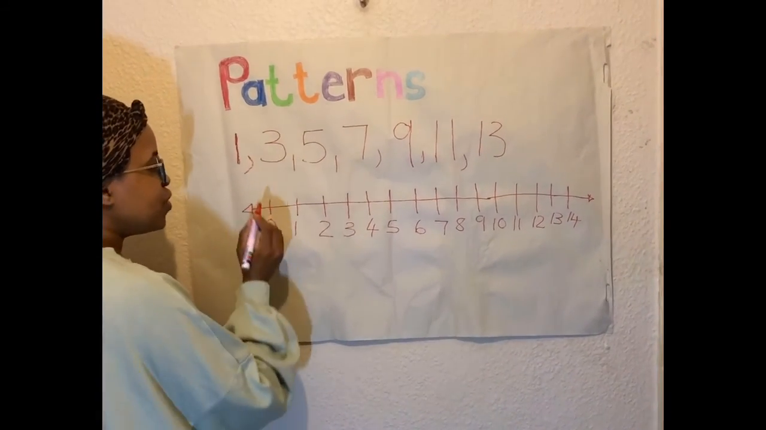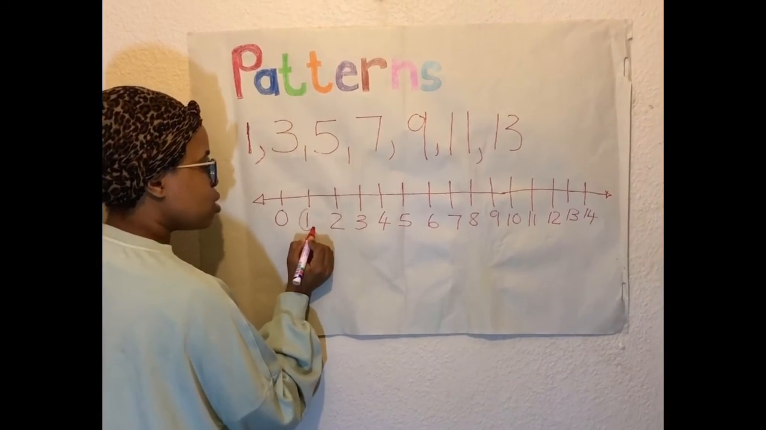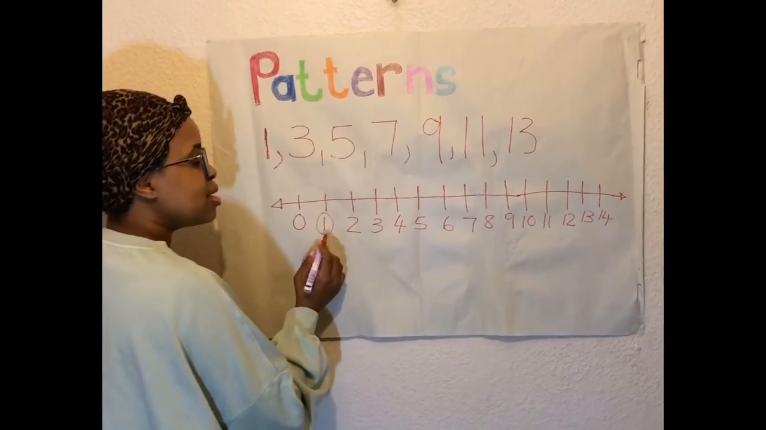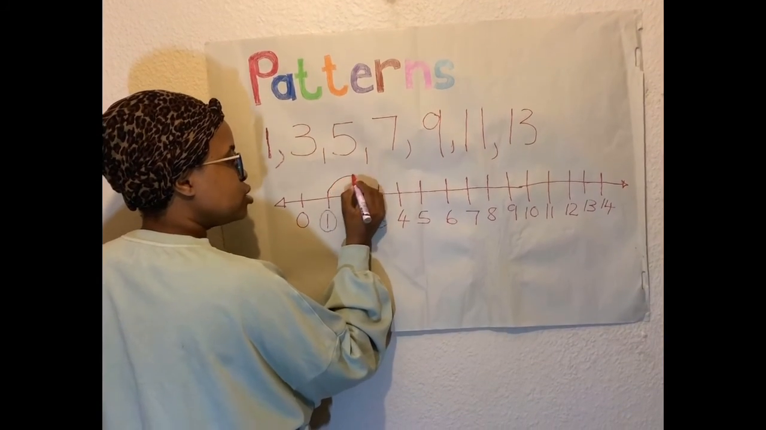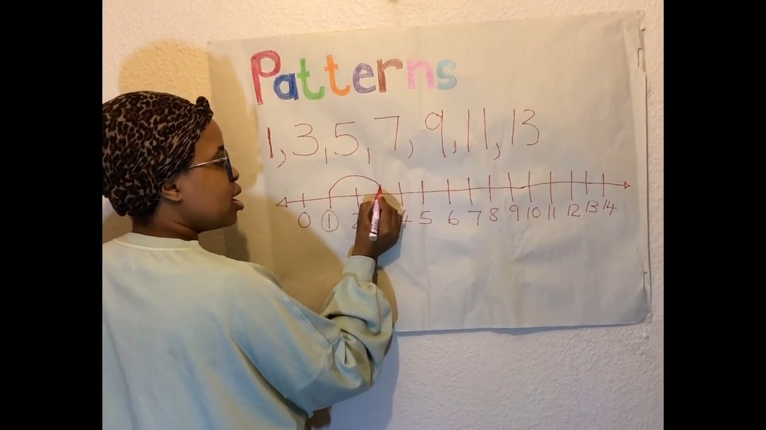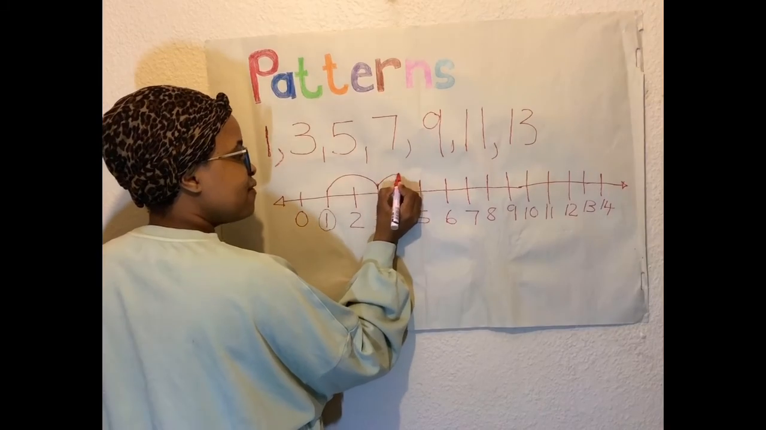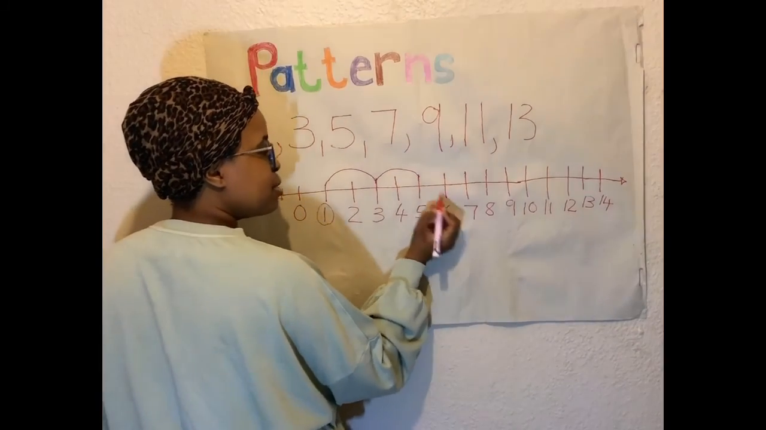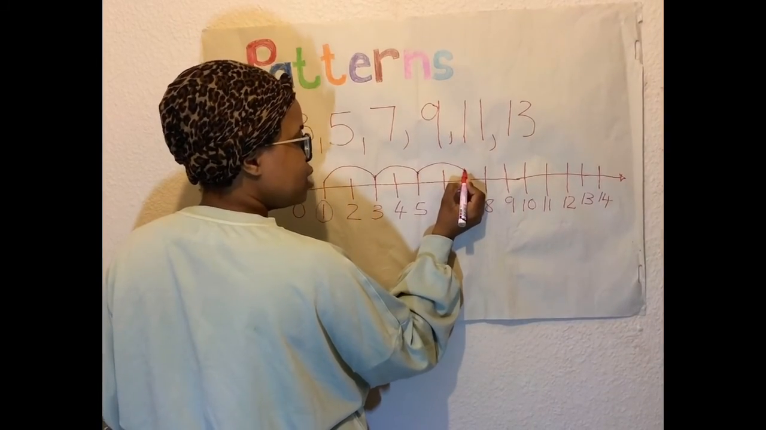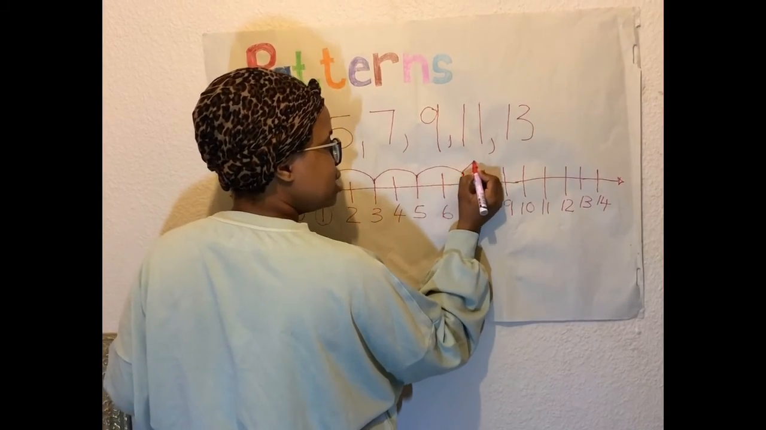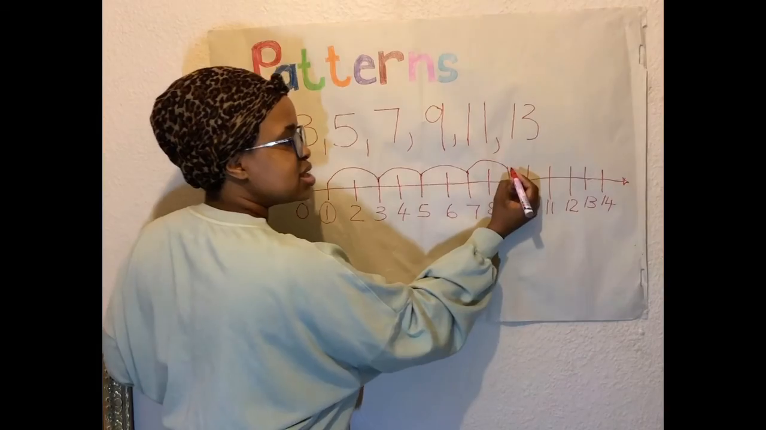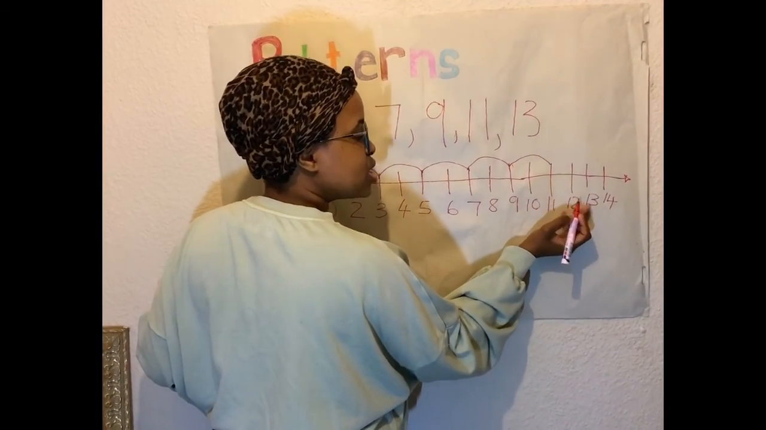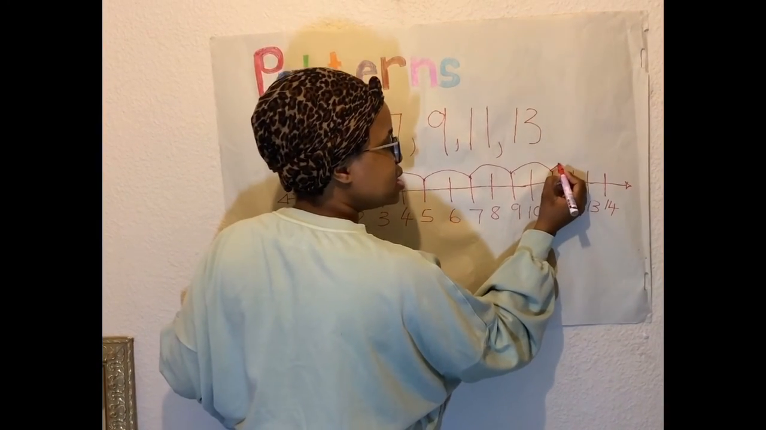So our first number is 1. Let's circle 1. And our second number is 3. So now you're going to jump from 1 to 3. Our third number is 5. Our fourth number is 7. You're going to jump to 7. Our fifth number is 9. Jump to 9. Our sixth number is 11. And our seventh number is 13.